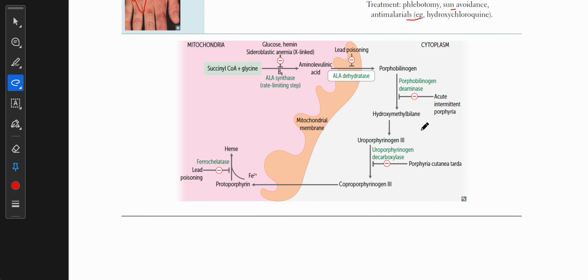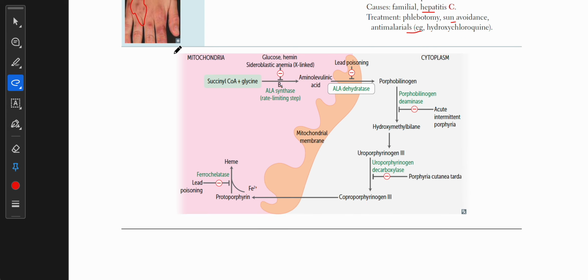So this is the figure, this is the flow chart of how heme synthesis occurs, right? So usually this is what we study in biochemistry, but let me tell you something about this very broadly. So there are two sites of synthesis, mitochondria and then cytoplasm. Succinyl coenzyme A and glycine then combine in the presence of ALA synthase enzyme, which is the rate limiting step of the heme synthesis, to form aminolevulinic acid, right?